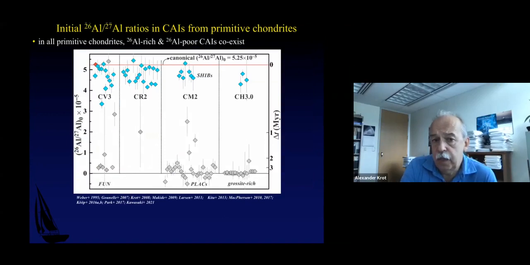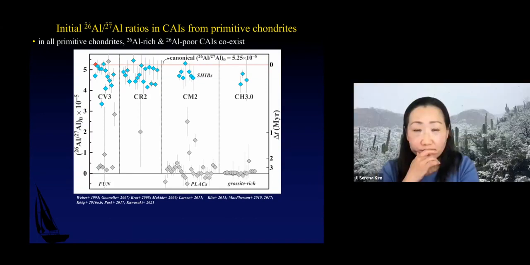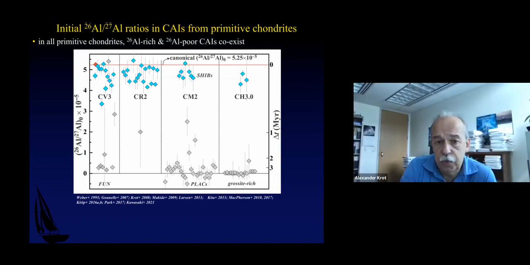So now I added to the original diagram the internal isochron data for CAIs that have much lower than canonical aluminum-26/27 ratio, which are shown by gray diamonds. As you can see, there is a big spread in the initial aluminum-26/27 ratio. And so there are different ways to interpret this. It's either heterogeneity of aluminum-26 or the result of thermal processing.